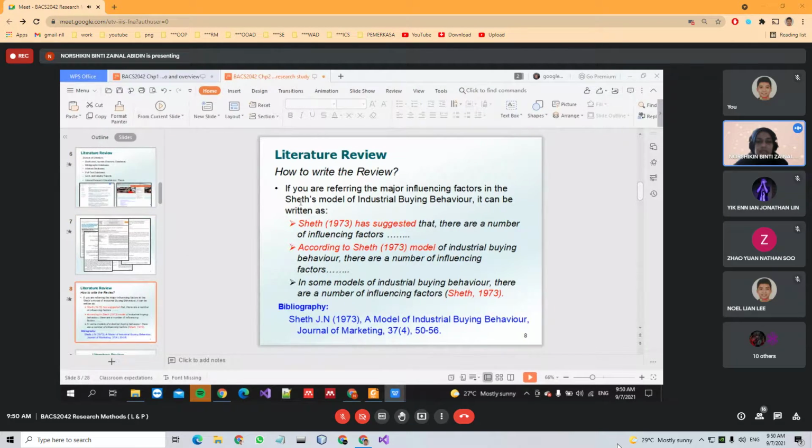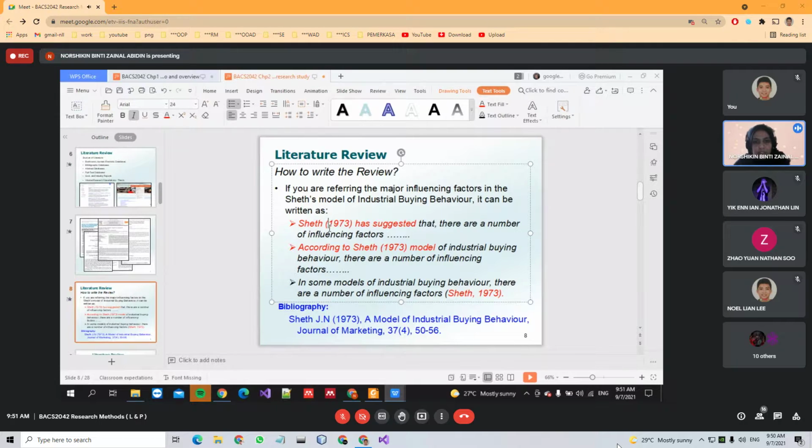Literature, how to write LR. Okay, let me summarize. How to write LR. Like I said, for example, we take one paper or one article. After we find that one article or paper, we conclude that this paper is relevant to our research. And then how do we cite that paper in our research or in our paper? Anything that you write in your paper, you need to write something like this.